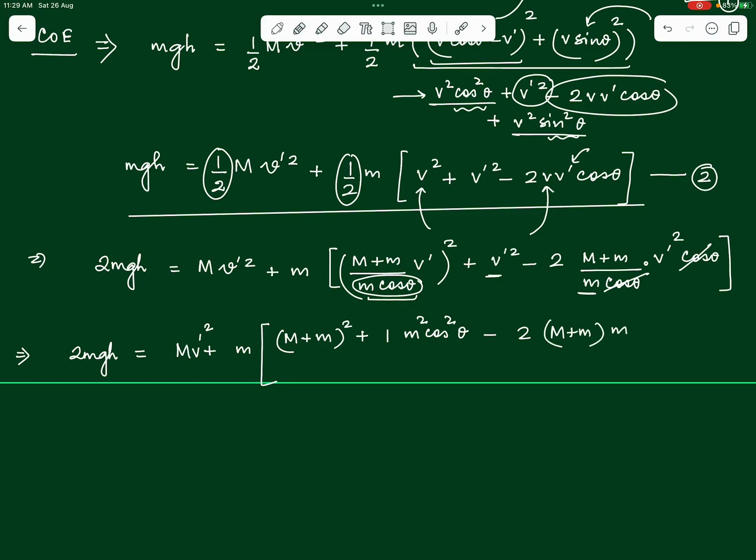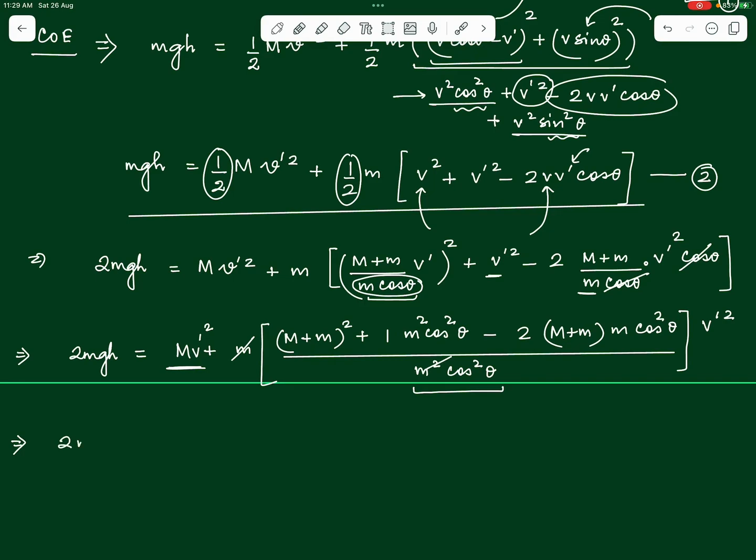So (M + m) into m cos squared theta, and now this whole thing v dash squared has gone out, and now we have in the denominator over here m squared cos squared theta. See that one m here will cancel out with this outside m, so that we are left with m cos squared theta in the denominator, and now we can take an LCM over here in the first term also. So that we get 2mgh is equal to M into m cos squared theta. This is what we will get in the first term.